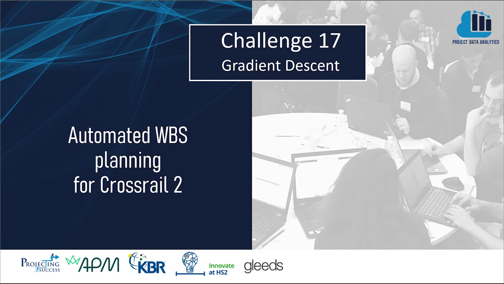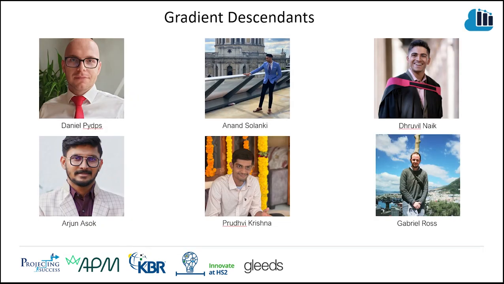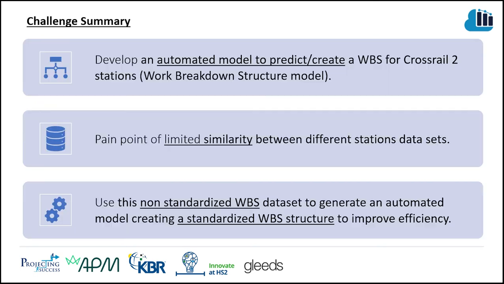Welcome to the presentation. This is Challenge 17, Team Gradient Descent. This is our automated WBS planning for Crossrail 2. These are the gradient descendants: Daniel, Anand, Dhruv, Gabriel, Prithvi, and myself, Arjun.